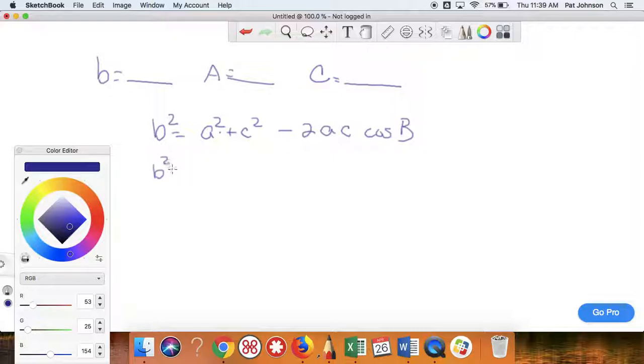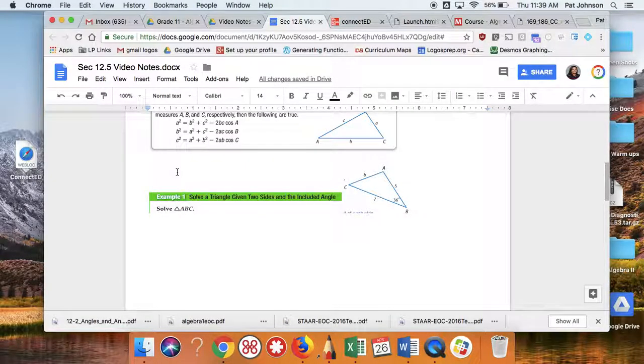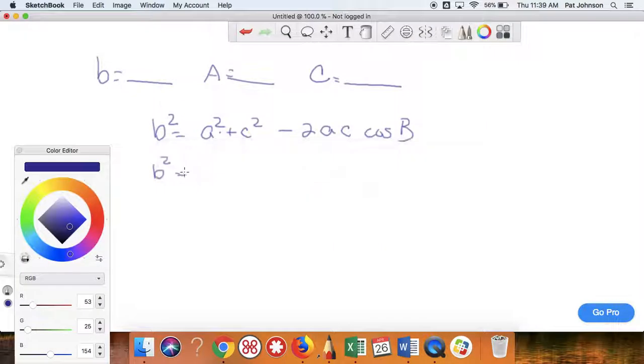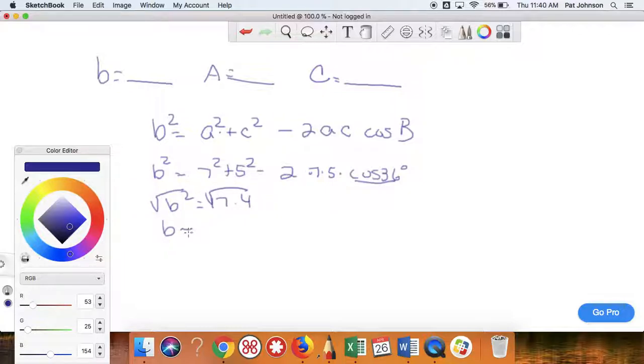We know little a is 7. So 7 squared plus 5 squared minus 2 times 7 times 5 times the cosine of 36 degrees. Now we can punch this in our calculator and we get b squared equals 17.4. Remember, this is b squared, so I need to find b. I take the square root, and b is approximately 4.2.